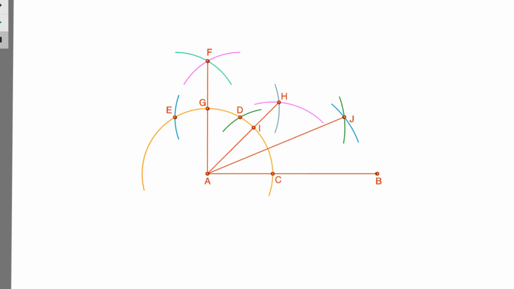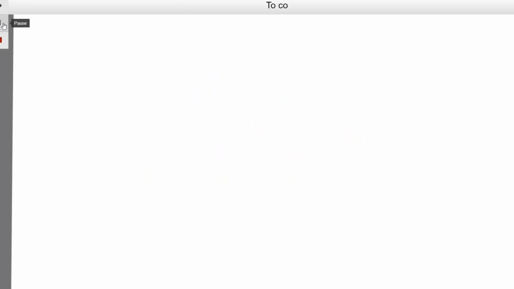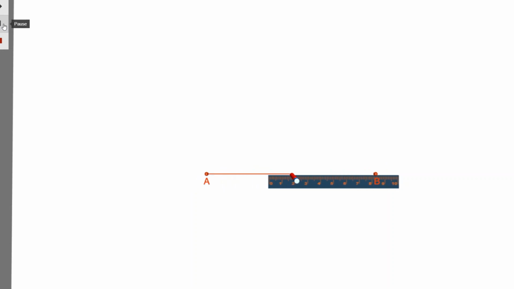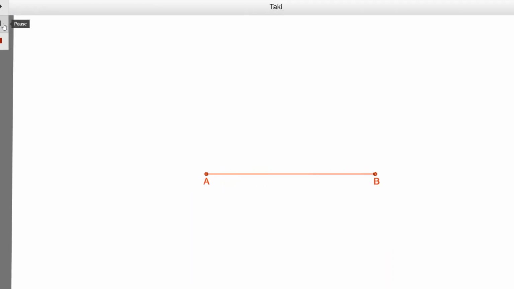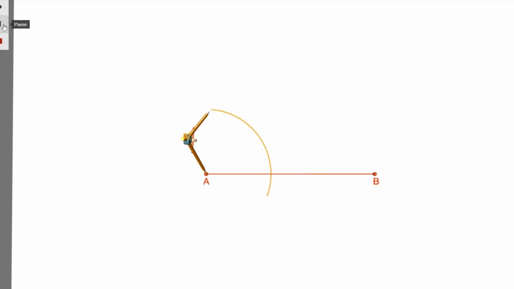Now we are going to learn how to construct 22.5 degrees. For that, we have to draw 90 degrees, then bisect and make 45 degrees, then again bisect and make 22.5 degrees. Now take a line segment AB. With center A and some radius, draw an arc which intersects the line segment AB at some point. Mark that point as C.